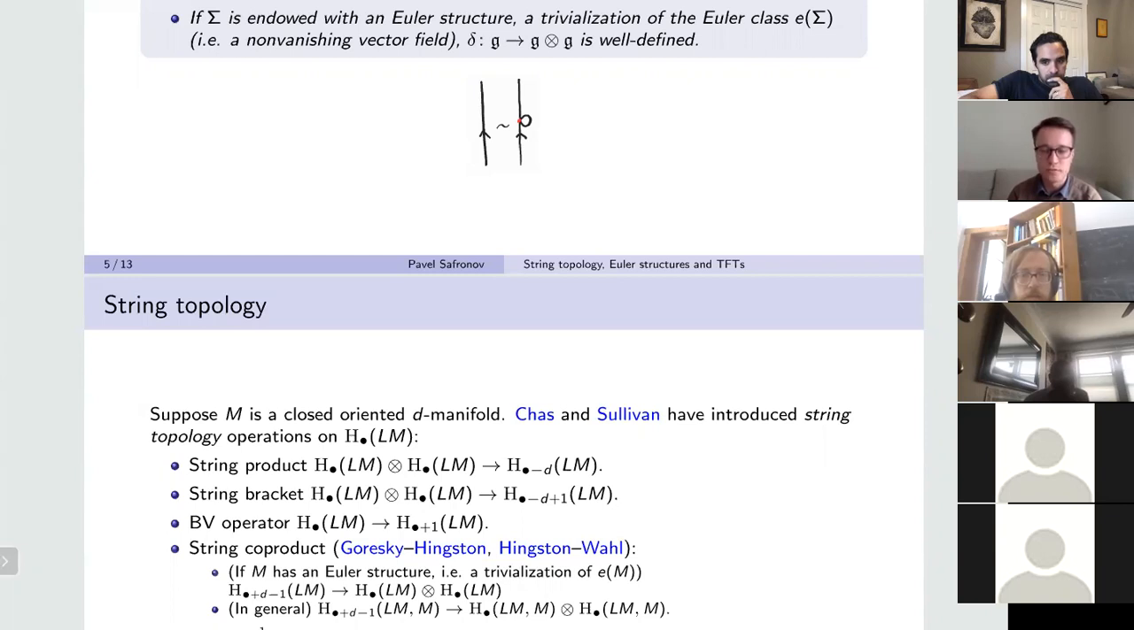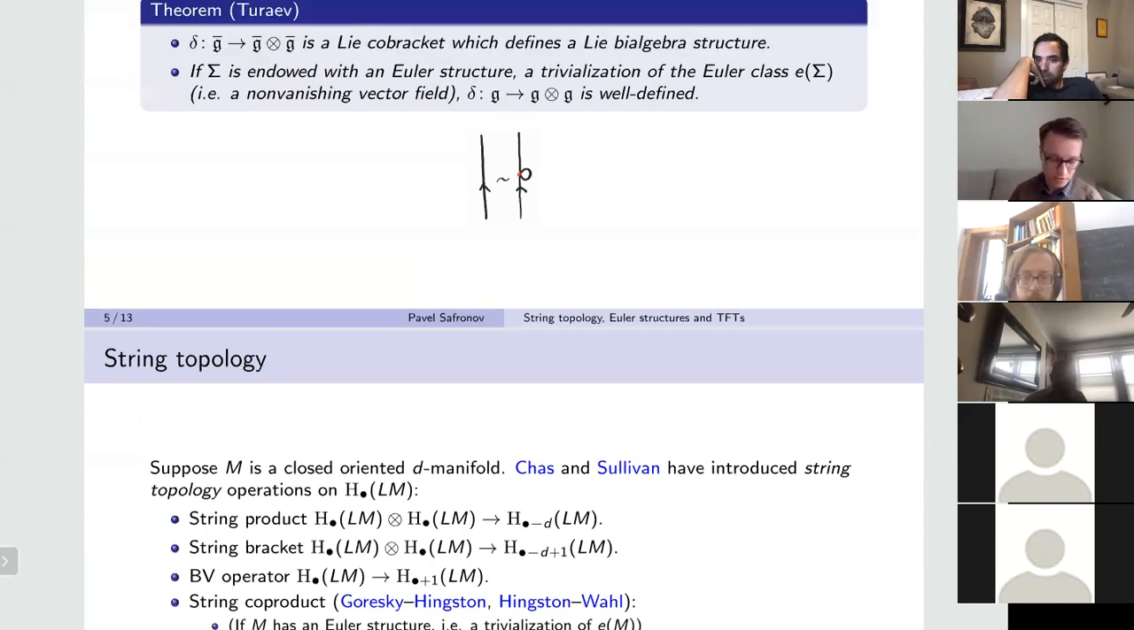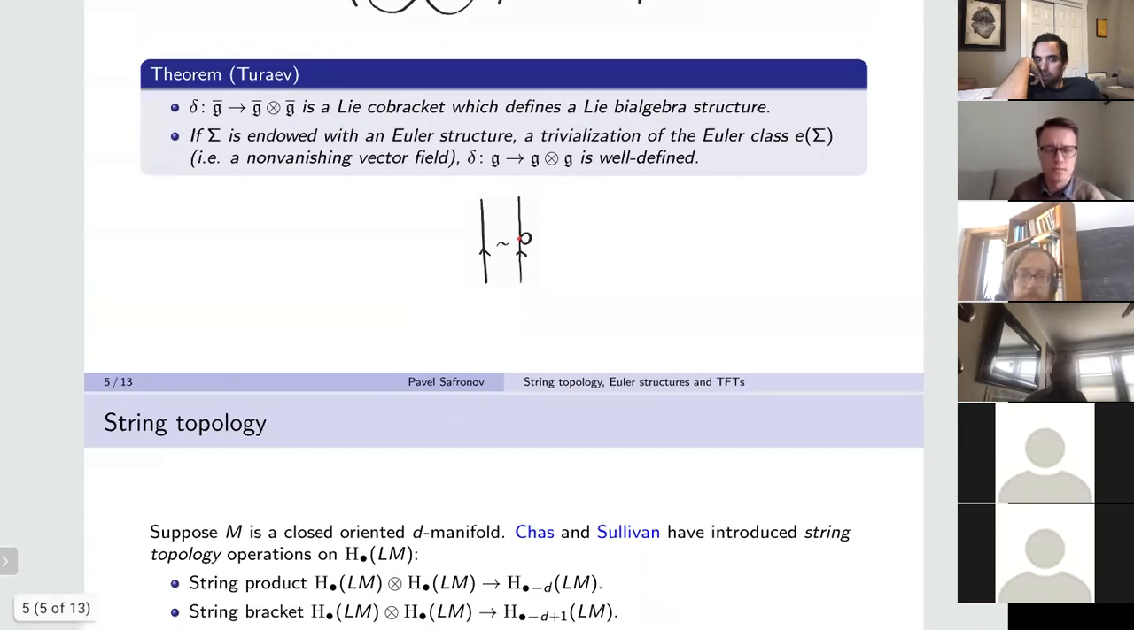And again, there are 2 versions, just like for the Turaev cobracket. First, if you have an Euler structure, so a trivialization of the Euler class, then you can just define a cobracket on the homology of the free loop space with some shifts. And then if you don't choose an Euler structure, you can define a cobracket on the homology of the loop space relative to constant loops. Okay, so this is completely parallel to this theorem of Turaev, how you can construct a Turaev cobracket.